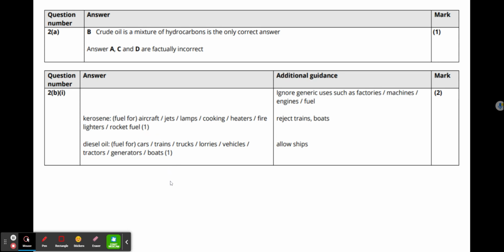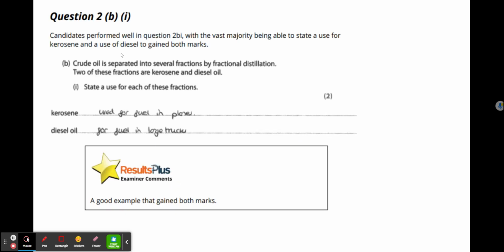If we look at the examiner's report, candidates performed well, the vast majority of people being able to state a use for kerosene and diesel to gain both marks. We've got a good example there. Kerosene is used for fuel in planes, diesel for fuel in large trucks.